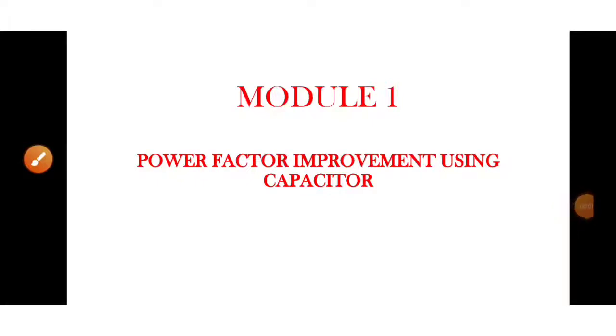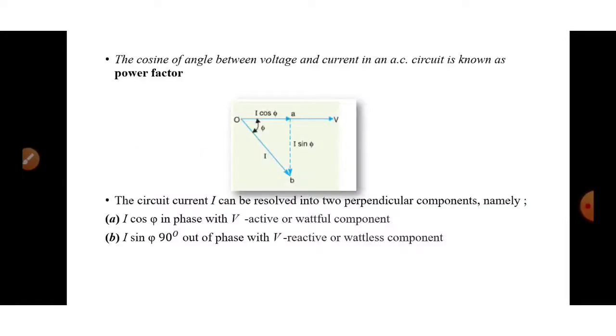Hello students, in this class let us study how power factor is improved by using capacitor. We know that power factor is the cosine of angle between voltage and current. Most of the loads in power system are inductive loads. So in an inductive load we know that current lags voltage by an angle phi.